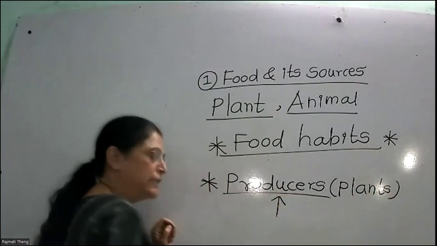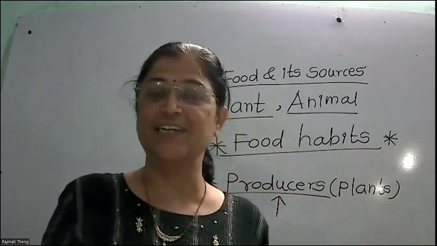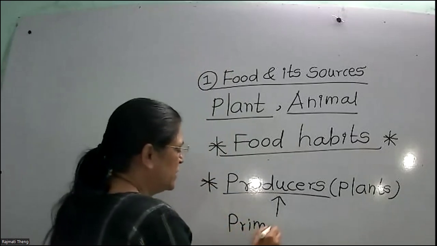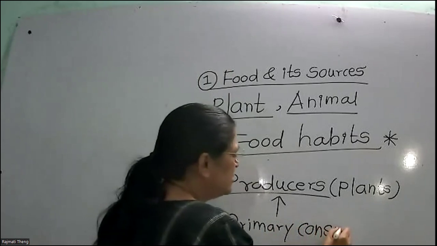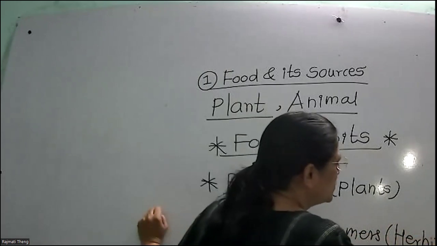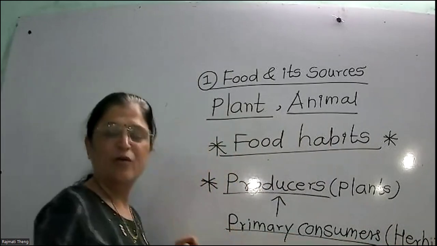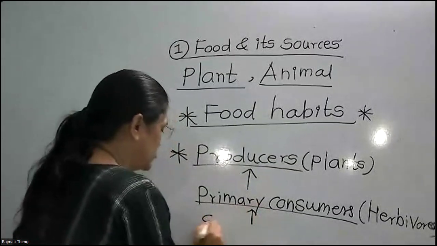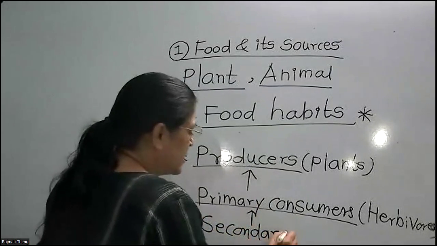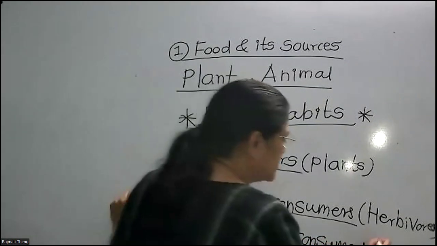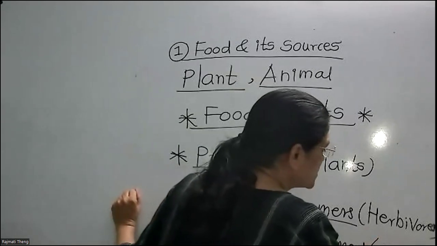Now next one, that is consumers. In the consumers there are primary consumers first, and who are generally primary consumers? Herbivores, plant eaters. Then who eats these primary consumers? That is the secondary consumers. Who are generally secondary consumers? Carnivores.